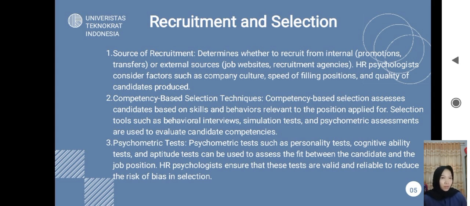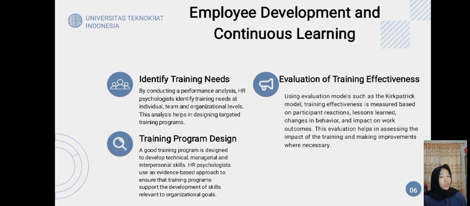The next slide is about employee development and continuous learning. This has 3 points. The first is identifying training needs. It is done by conducting a performance analysis. HR psychologists identify training needs at the individual, team, and organizational levels. This analysis helps in designing targeted training programs.